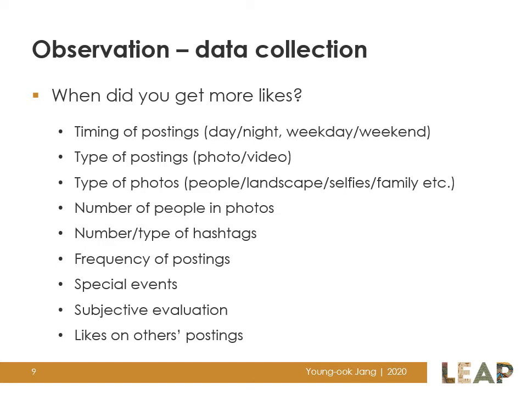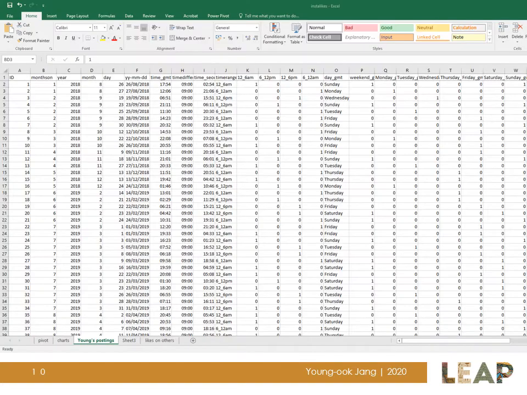And subjective evaluation, your evaluation on the photos that you post might be another important thing. So you think one photo is very good or the others are not, then the good photos might get more likes. And the last thing I thought is the likes on others postings, the likes that you give to others postings. So if you click more likes on others postings, then they would click likes for you.